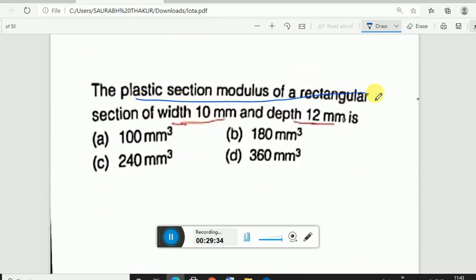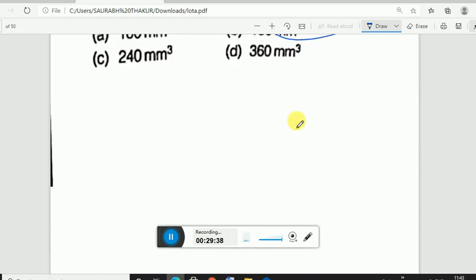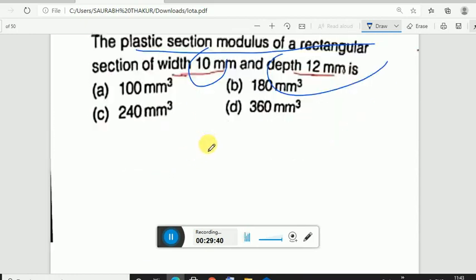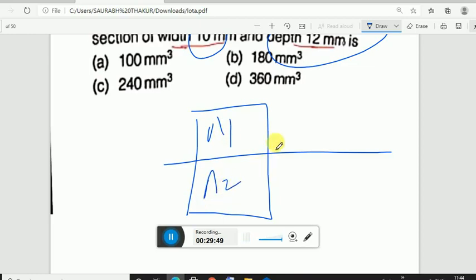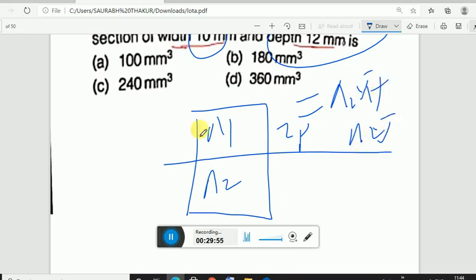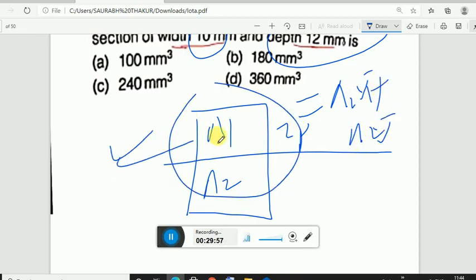The plastic section modulus of a rectangular beam section of 10 mm depth. You just have to find the plastic section modulus. You just have to draw it here. Okay. It is A1, it is A2. ZP is equal to A1 Y1 bar plus A2 Y2 bar. Okay, you will get your answer.